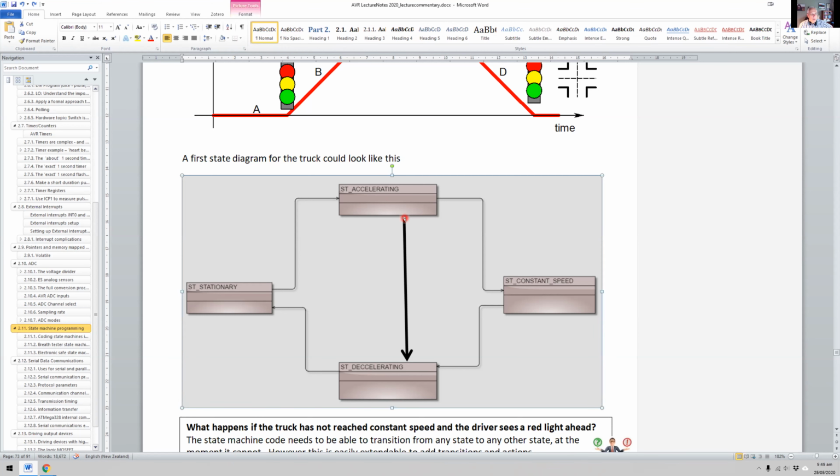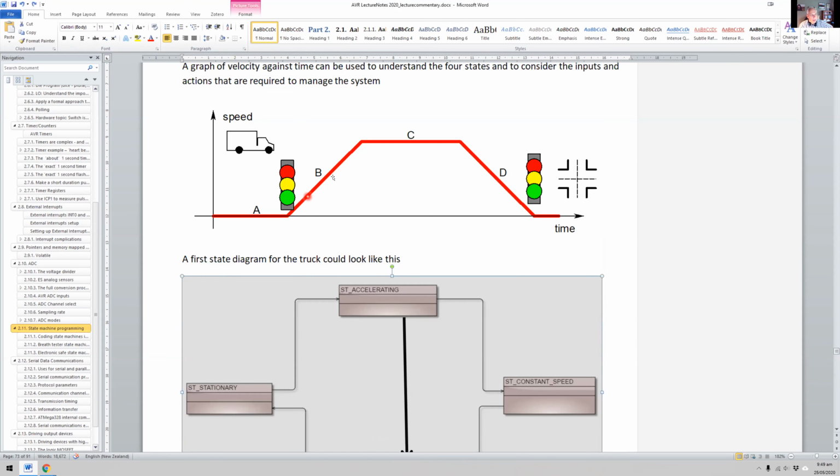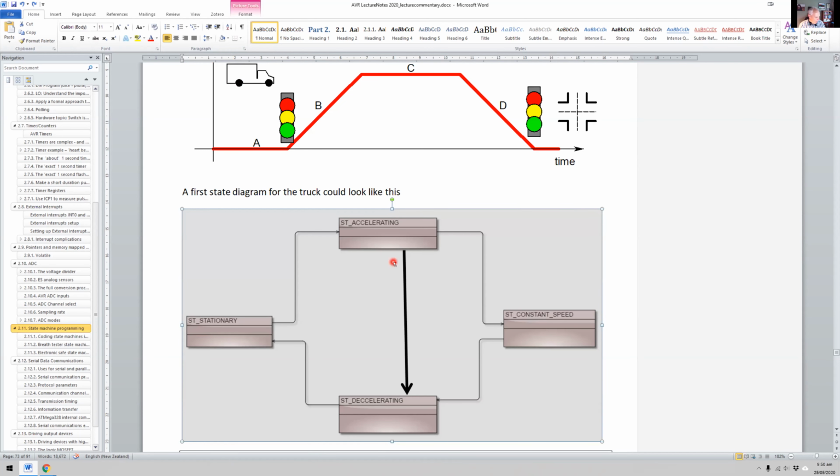Okay, so now we can say, well, actually, if the light turns orange, then we can transition from our accelerating state. So coming along here, at some point we notice that it is orange up here, and then what we do is we start decelerating like this. Okay, so we just go up and down again like this. So we would go from the accelerating state to the decelerating state, and then back to the stationary state again.